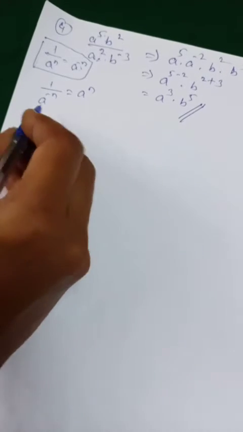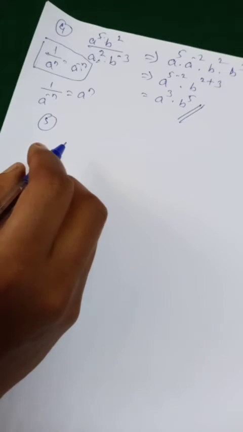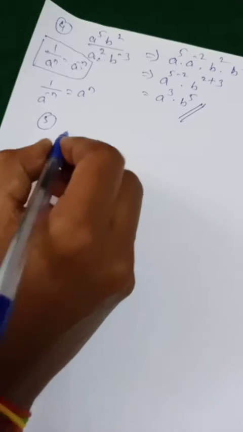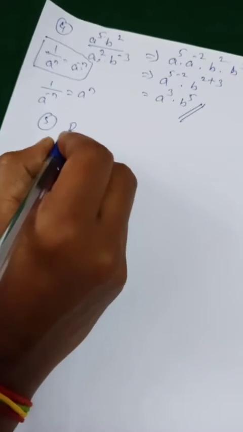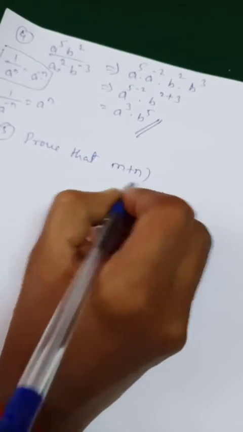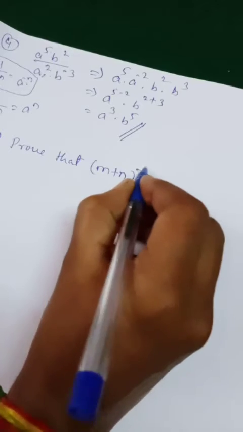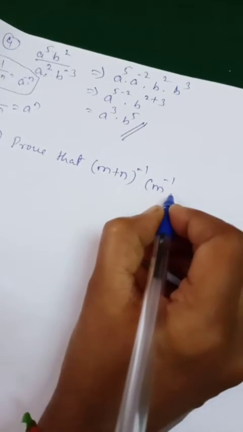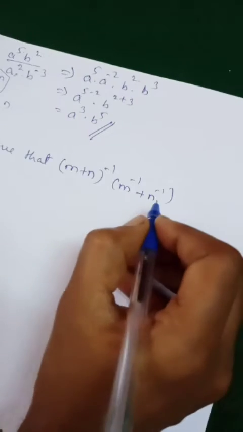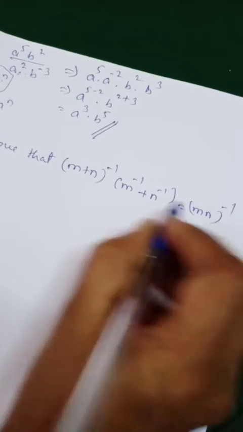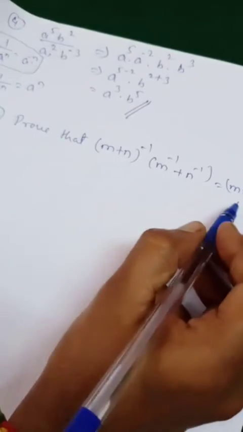Got it? I'll take one more example. Prove that (m plus n) to the power minus 1 into (m to the power minus 1 plus n to the power minus 1) is equal to m into n to the power minus 1. So you have to prove this LHS equal to RHS.